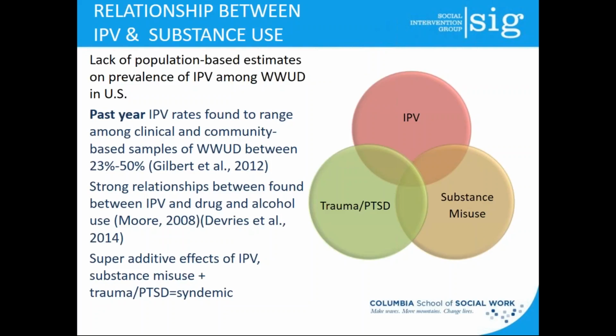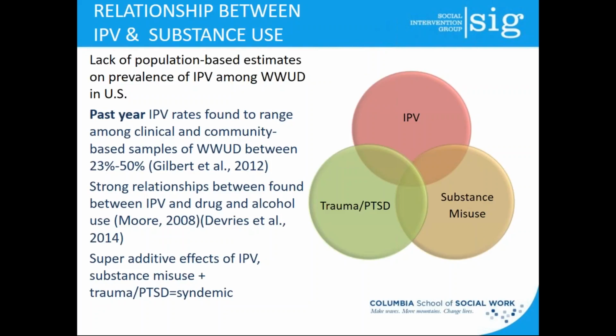So the graphic on the right is showing what we call the syndemic of intimate partner violence, substance misuse, and trauma, and the super-additive effects among these co-occurring epidemics. A syndemic may be defined as a set of closely intertwined and mutually enhancing epidemics, and in this case we're referring to the co-occurring epidemics of substance abuse, violence, and trauma, all of which are reciprocally influenced and sustained by the larger risk environment in which they are embedded.